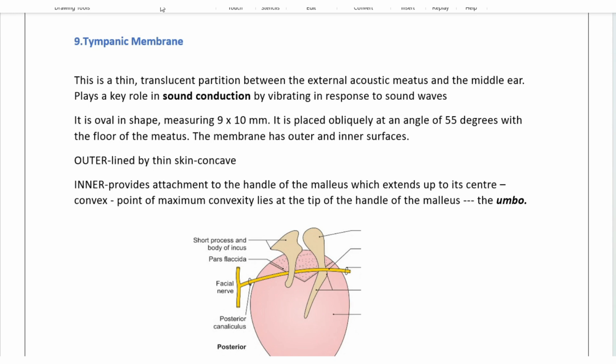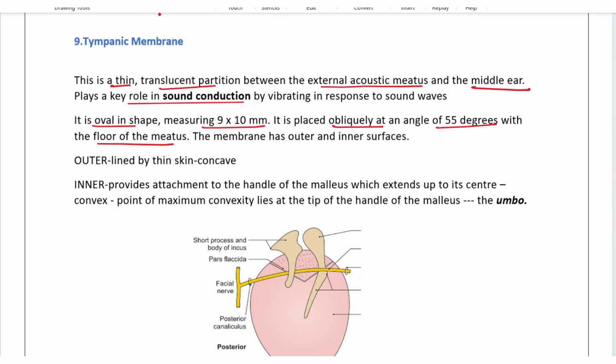So coming to the next 5 marker, that's the tympanic membrane. It's a thin, translucent partition between the external acoustic meatus and the middle ear. The main key role here is sound conduction. It's oval in shape, measuring about 9 into 10 mm. It's placed obliquely at an angle of 55 degrees with the floor of the meatus.